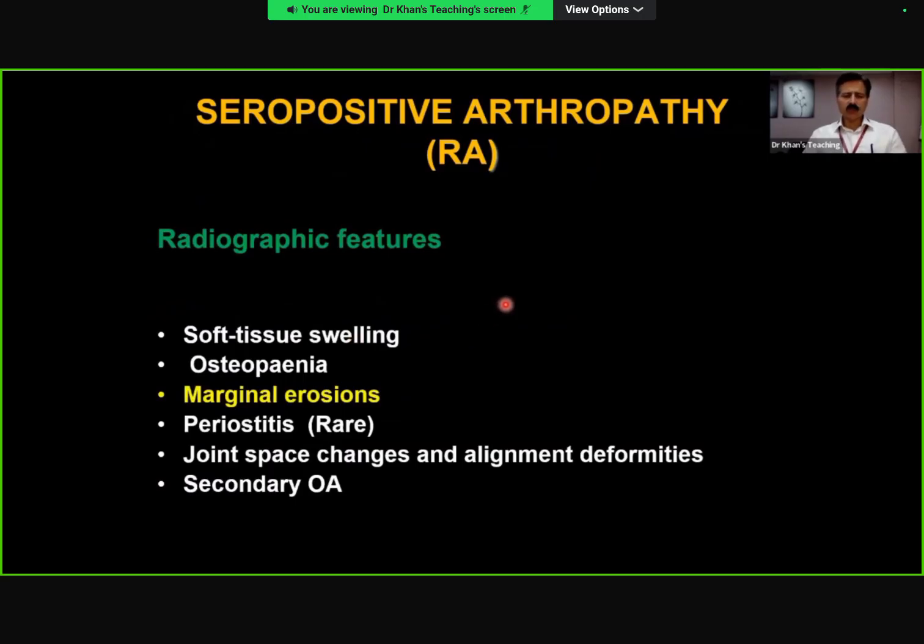Coming back to rheumatoid arthritis, these are the 6 different headings which can happen in rheumatoid arthritis. First of all, soft tissue swelling. Look for this soft tissue swelling in your exam. That will be a parameter that the joint which has got soft tissue swelling might have an erosion. So this is what you are talking about, marginal erosion. And there can be osteopenia, and there might be localized osteopenia.